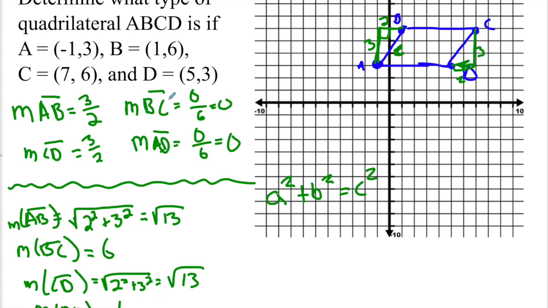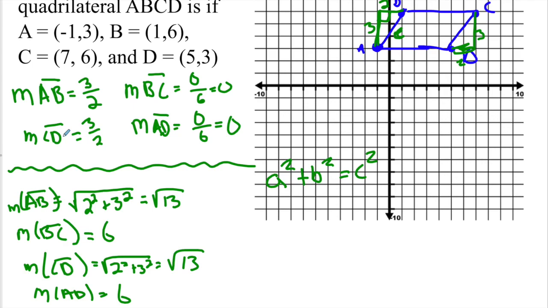Now, let's take a look at the slopes. These are equal. These are equal. These are not opposite reciprocals. So that means that these are not perpendicular to each other. So these are not 90-degree angles. The fact that the distances are not all equal means it's not a rhombus. Okay, and the fact that these are not perpendicular means it is not a rectangle. Okay, so what do we conclude?